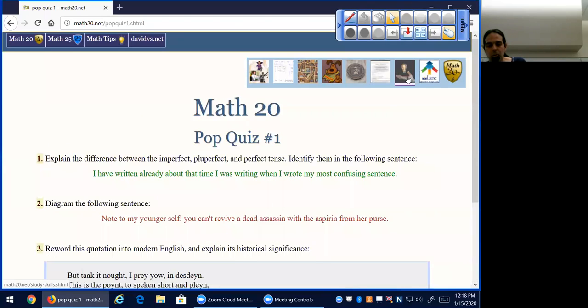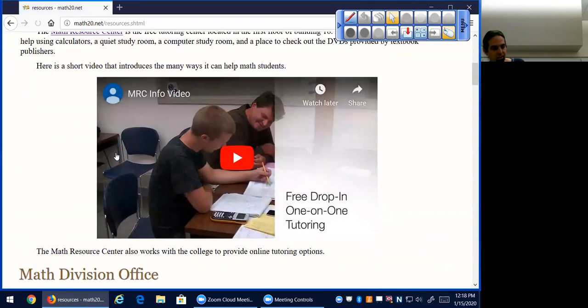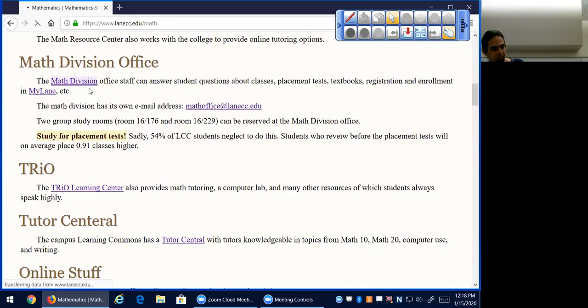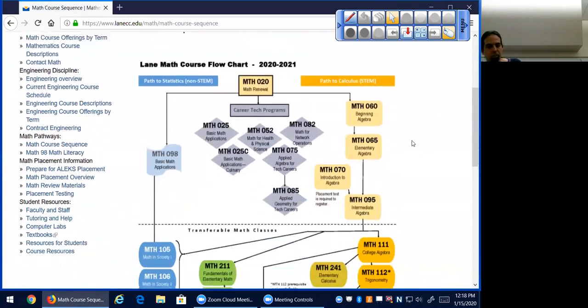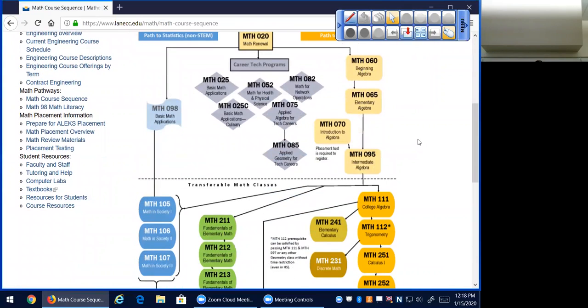So here's a chart of the LCC math sequence, how the different courses fit together. And for some reason, you made it to LCC, and no one has ever told you in your life, by the way, good job, you are a mather. It's not even a word.